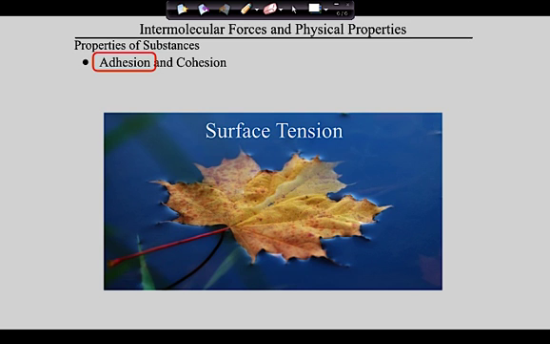Guys, what's happening is these polar water molecules are attracted to each other, and it creates a skin on top of the water, and the leaf is actually resting on that skin. It is not floating in the water, it is sitting on the skin that we call surface tension. And guys, surface tension is caused by intermolecular forces.